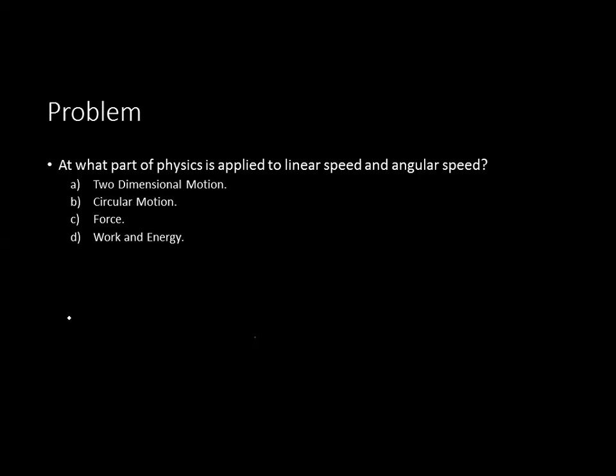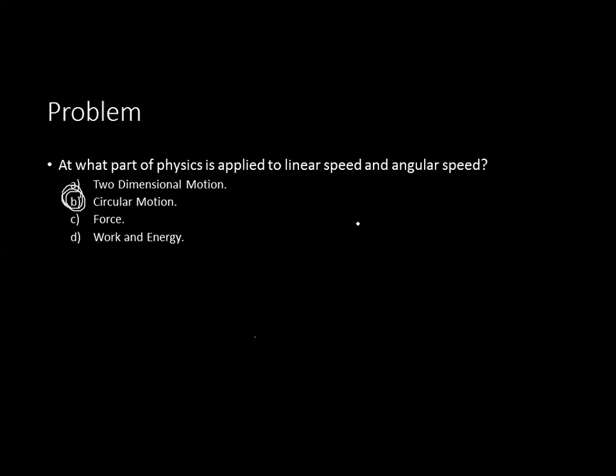At what part of physics are linear speed and angular speed applied? Again, at what part of physics are linear speed and angular speed applied? A. Two-dimensional motion. B. Circular motion. C. Force. D. Work and energy. What do you think is the answer here? Well, the answer is quite obvious. Circular motion. Okay, circular motion. All right, not two-dimensional motion, force, or work and energy.